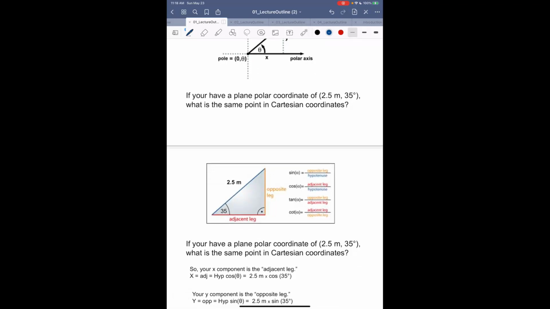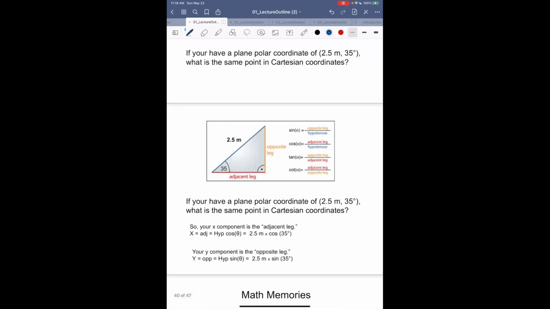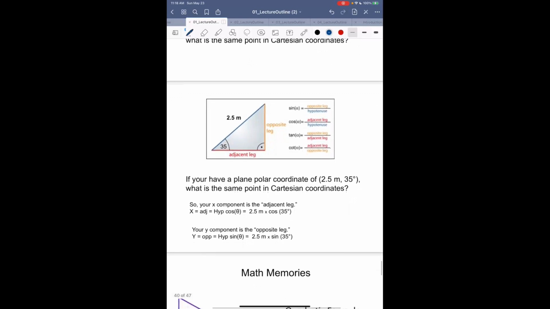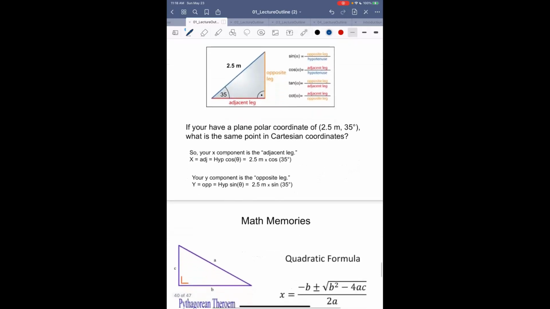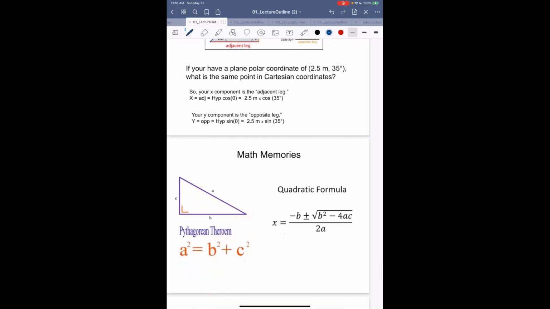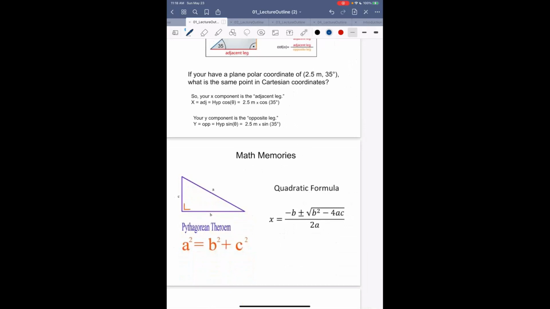If you have a plane polar coordinate 2.5, 35, what is the same point in the Cartesian coordinate, the one that I was talking to you about? The x component is going to be 2.5 times cosine, and the y is going to be 2.5 times sine. Also, we need in this course the Pythagorean theorem, a squared equals b squared plus c squared, and the quadratic formula to solve when we have a quadratic equation.